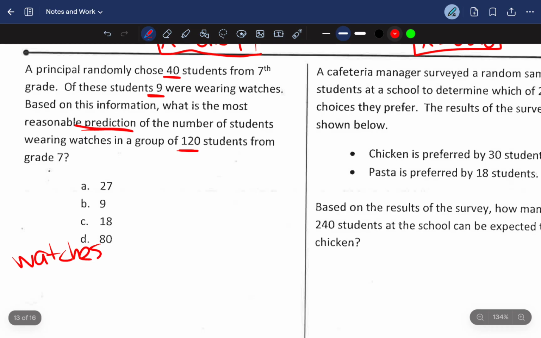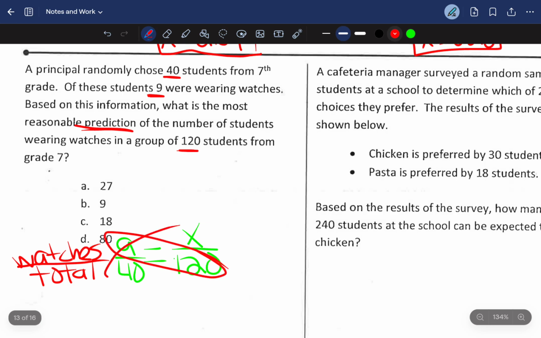So I'm looking at watches. Always use your words first. Watches over total. So I'm going to put what I know first from the survey. There were 9 students wearing watches out of the 40 he surveyed. And then the prediction side, we want to know how many out of 120. Okay, so now I'm going to cross multiply and divide if necessary, which it is. So I get 40x equals, and now I have to do 120 times 9.